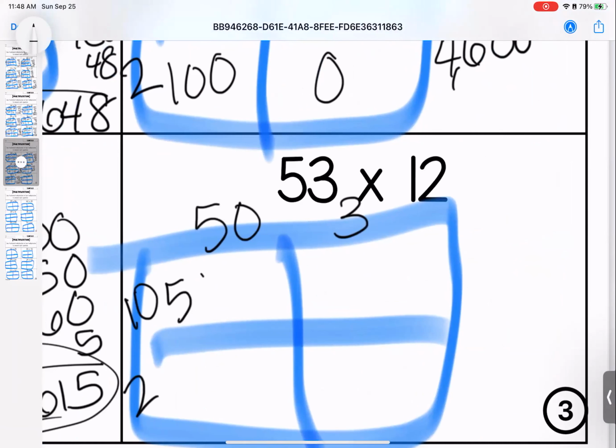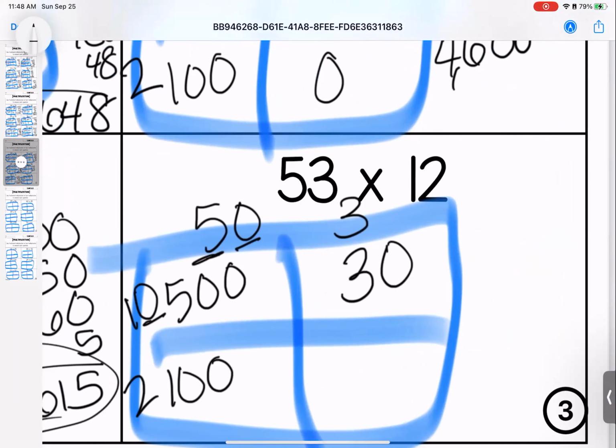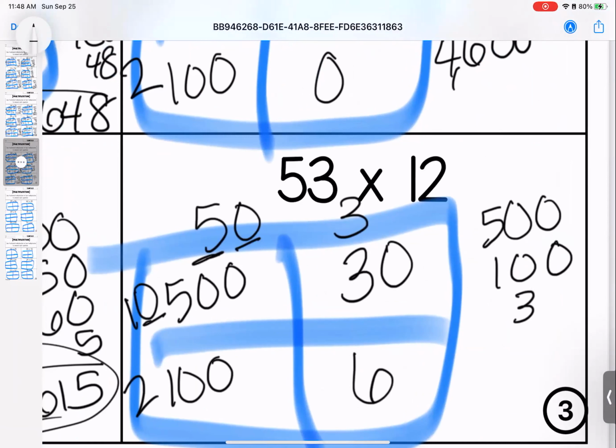5 times 1 is 5. We have 2 zeros. 3 times 1 is 3. We have a 0. 5 times 2 is 10. Don't forget your 0. 3 times 2 is 6. We stack, we add, and we get 636. That is the end of page 3.